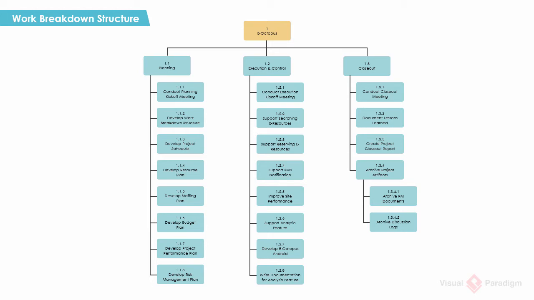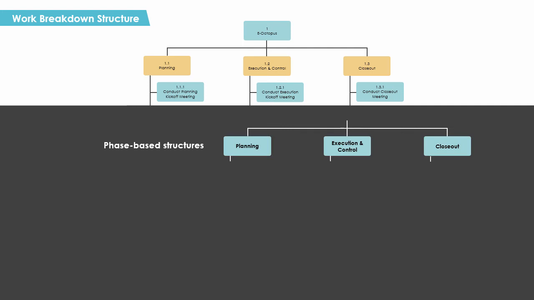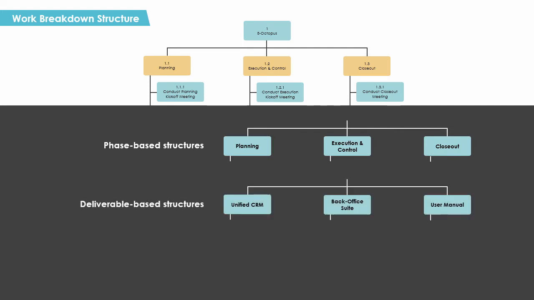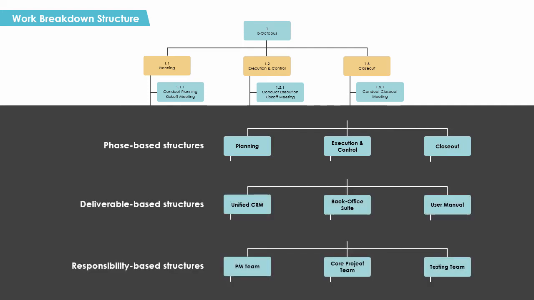The root element is the context element, which is typically the name of the project. Each descending level in the work breakdown structure represents an increasingly detailed description of the project activities. Generally speaking, there are three typical ways of structuring work with a work breakdown structure. They include phase-based structures, deliverable-based structures, and responsibility-based structures, which define the project activities based on the project phases, the deliverables agreed to deliver, and the organization units that will work on the project respectively.